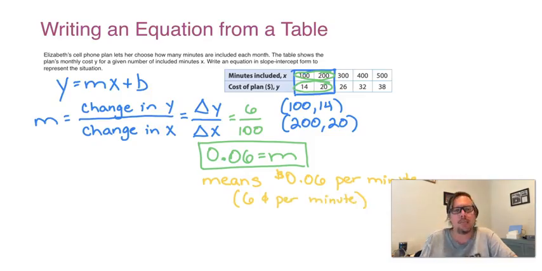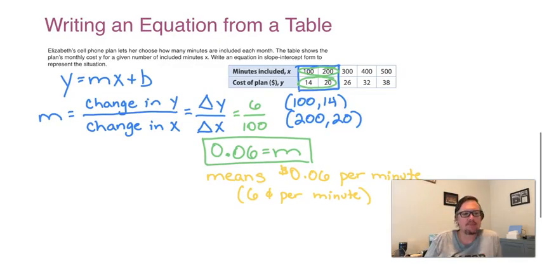y over x is my unit, and y was dollars and x was minutes. Dollars per minute. So 6/100ths of a dollar per minute, or 6 cents per minute. That's what my slope means. Cool. Now I've got to find the y-intercept.